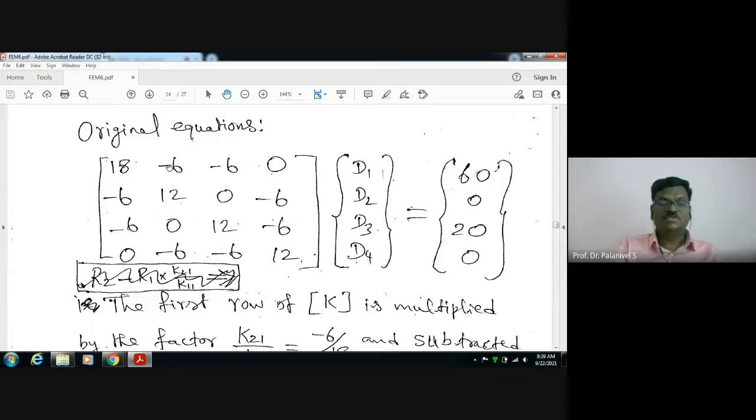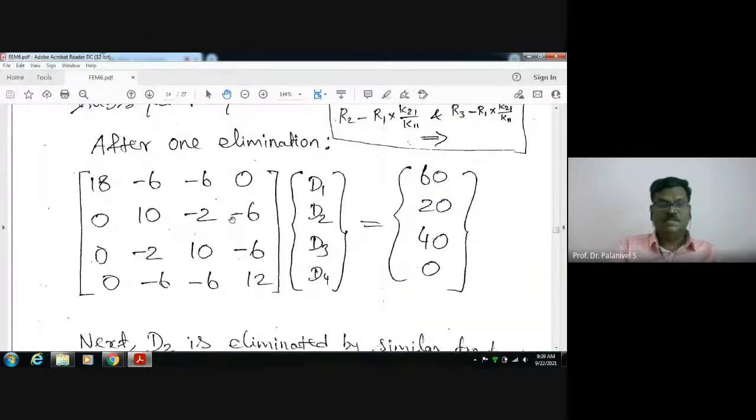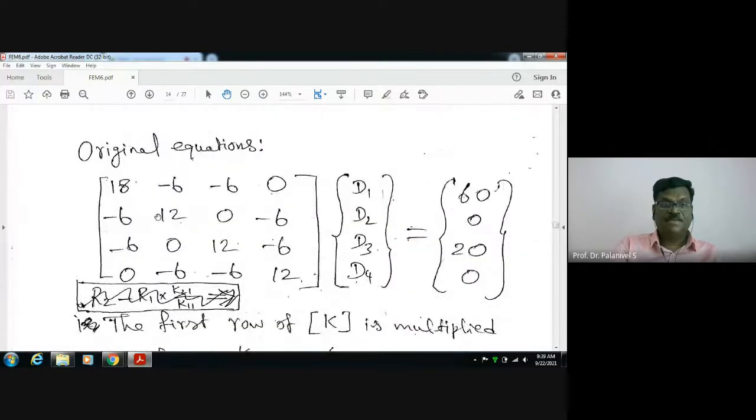It will become minus 12. See here, it becomes 10 here. Okay, 10 here in this. See, minus 6 by 18. I am multiplying this, minus 6 divided by 18. I told you in some other manner: minus 6 by 18.